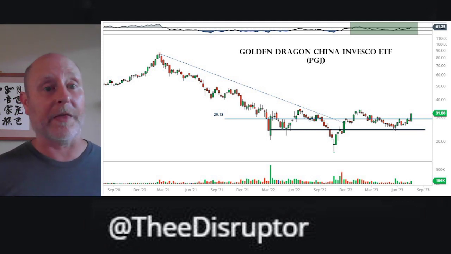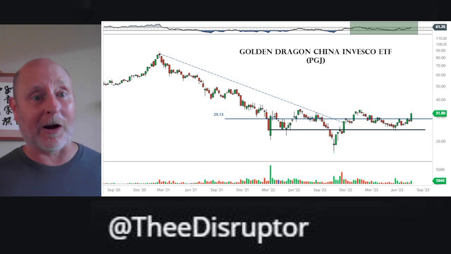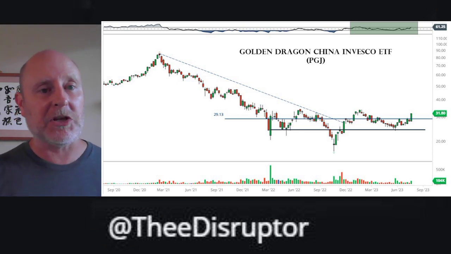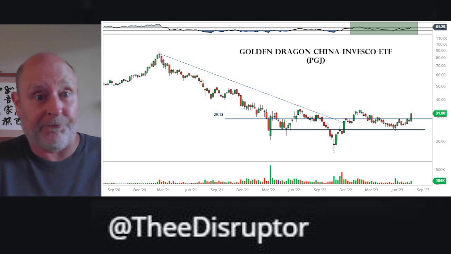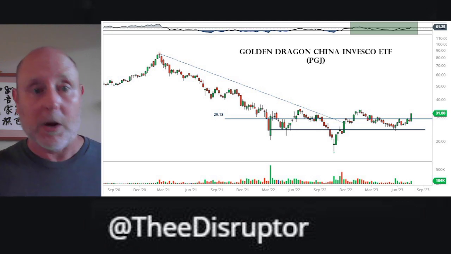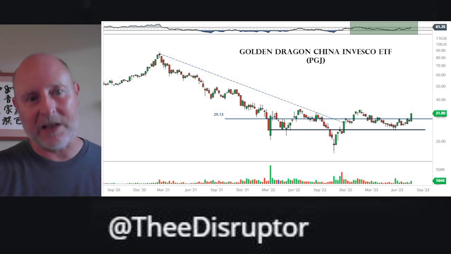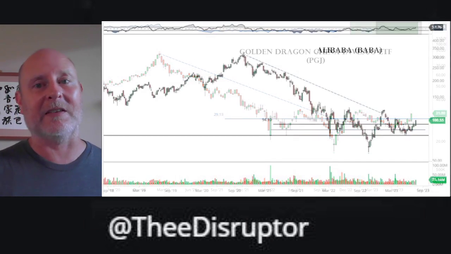You can see also we're in that RSI bullish range, which I'm always talking about. So I'm thinking PGJ, it goes here. And if it goes here, it could be the beginning of a fairly fruitful trend. We'll just have to see. But let's dive under the hood a bit on what's in this ETF.